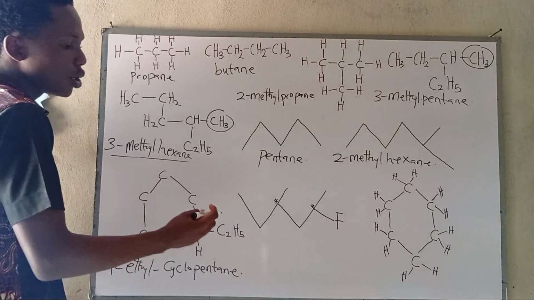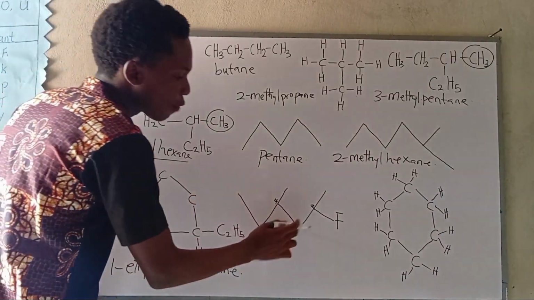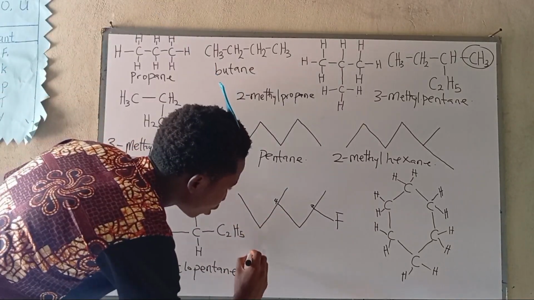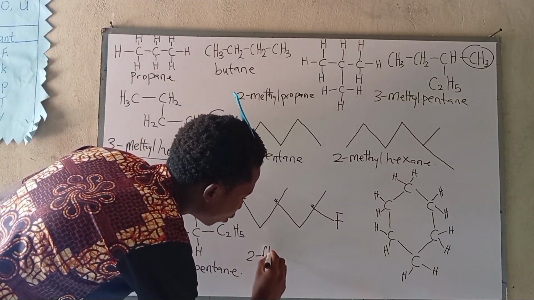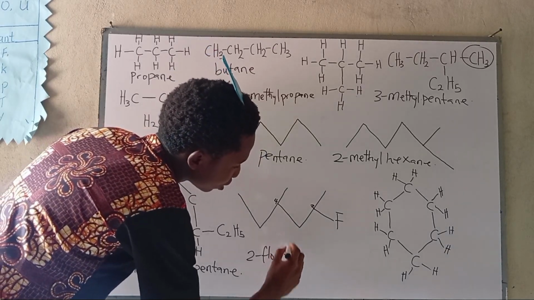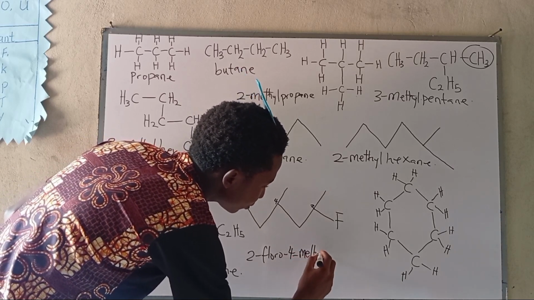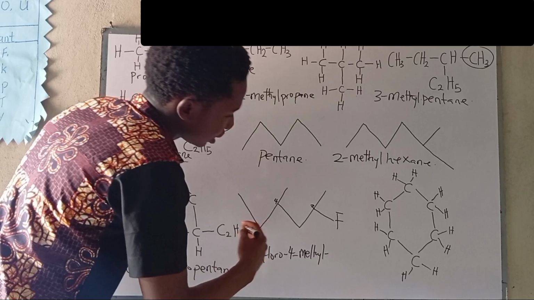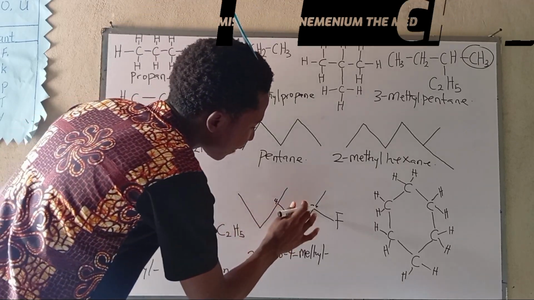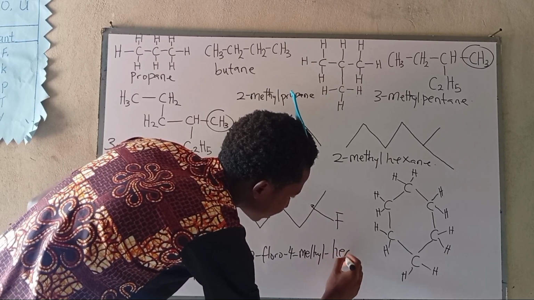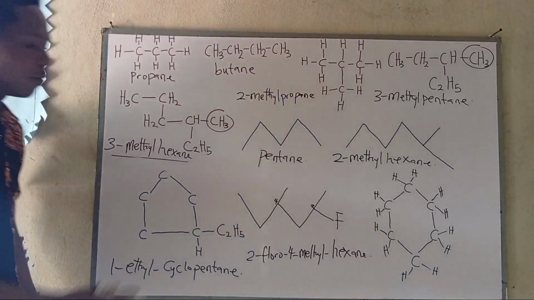3, 4. This guy is in position of 4. So naming this guy, we know he's on how many carbons altogether? 1, 2, 3, 4, 5, 6. So we name it what? 2 fluoro, what? 4 methyl, what? Methyl is altogether what? 1, 2, 3, 4, 5, 6. So hexane. Are we good? Now we've named this guy.